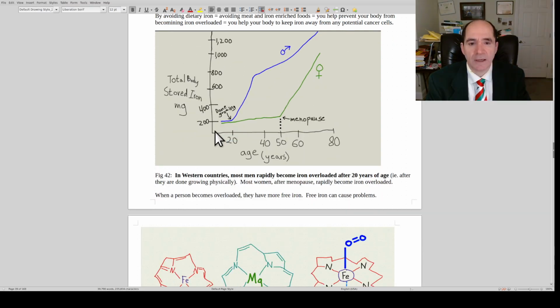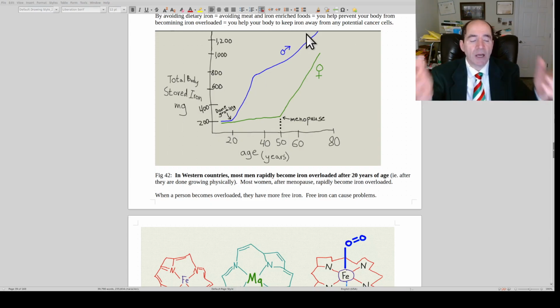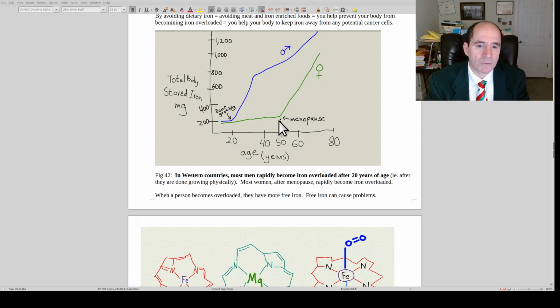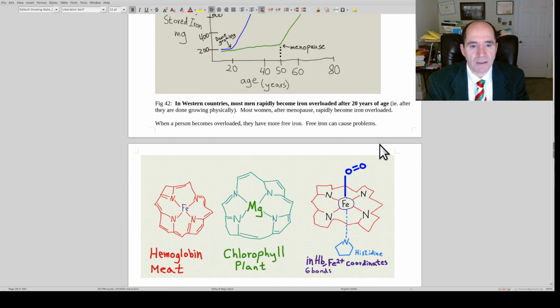Now here's the fact that humans in Western countries tend to be totally iron overloaded. Men, as soon as they stop growing at 20, become iron overloaded pretty fast, most of them, because there's tons of iron in the red meat. There's lots of iron also in all these iron fortified foods, for example. Women don't tend to become iron overloaded in Western countries until after menopause. Then they rapidly become iron overloaded. And that's bad. I'll show you why that's bad in a moment.